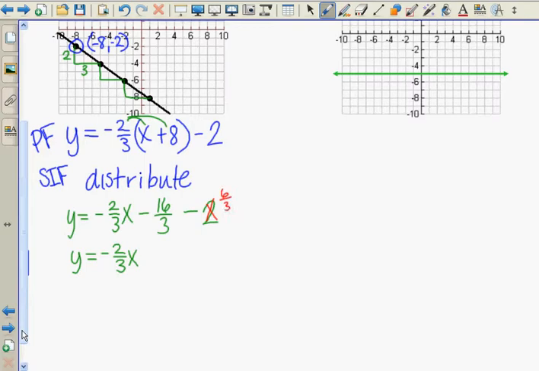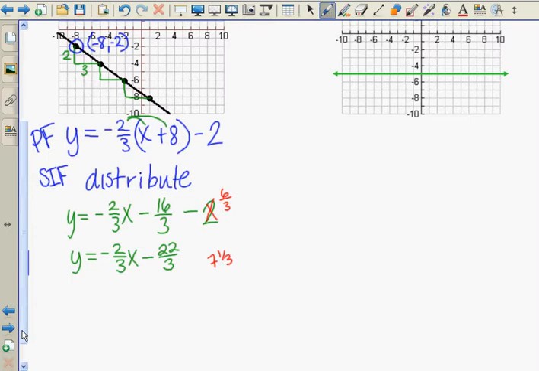So I'm going to think of 2 as the same as 6/3. So -16/3 minus 6/3 thirds would put me at negative 22 thirds. And in case you had forgotten, 22 thirds is 7 1/3, which if you look back up your graph, it does kind of look like we are crossing at negative 7 1/3. Okay, so that is slope-intercept form.